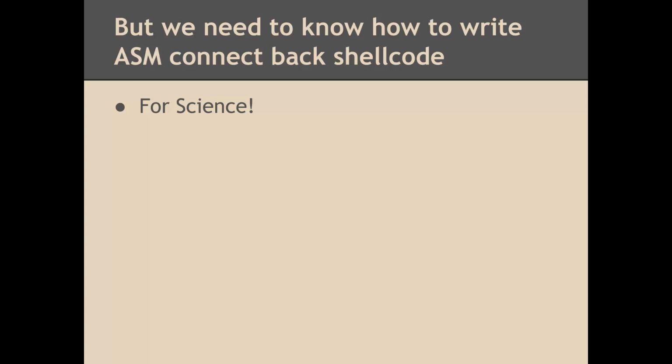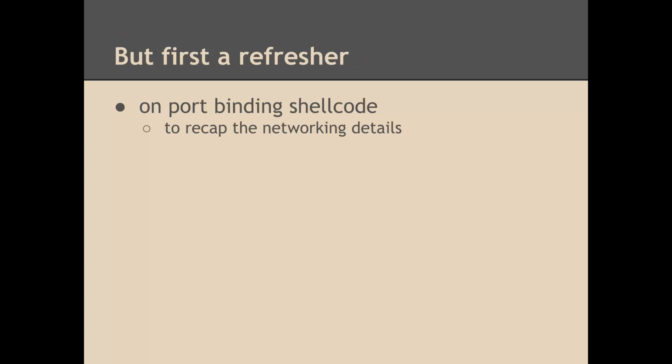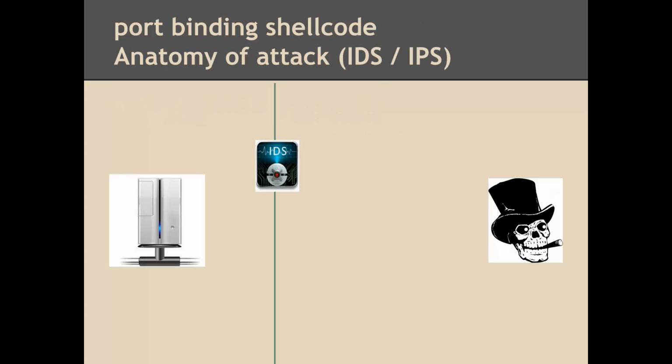We're going to explore how to write connect-back shellcode, working from the previous port binding shellcode example that we had. And we're going to first go over a refresher.